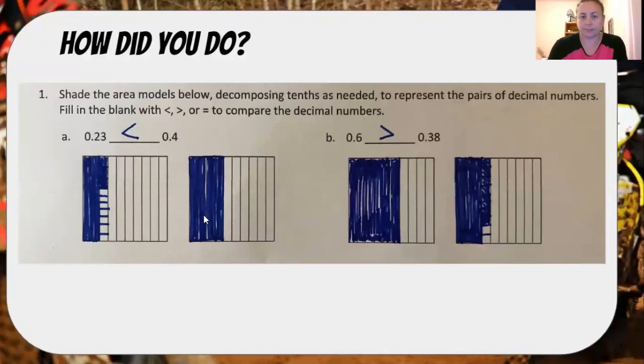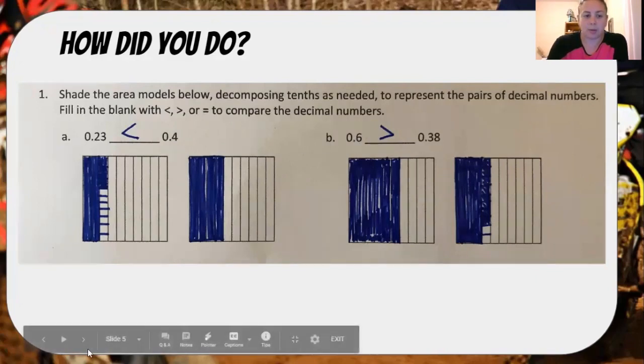4/10. All right, letter B, we have 6/10 shaded in over here. And on the other model, we have 3/10, and then that 4/10 we divide up into 10 pieces and then colored in 8 of them. All right, our next problem.